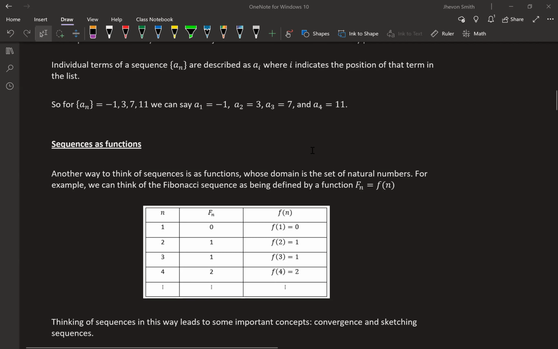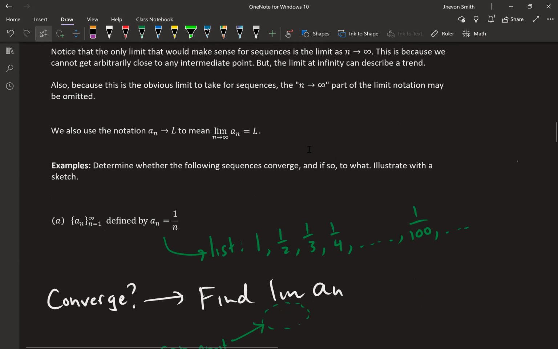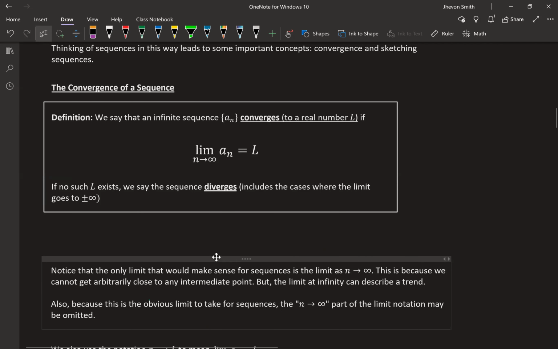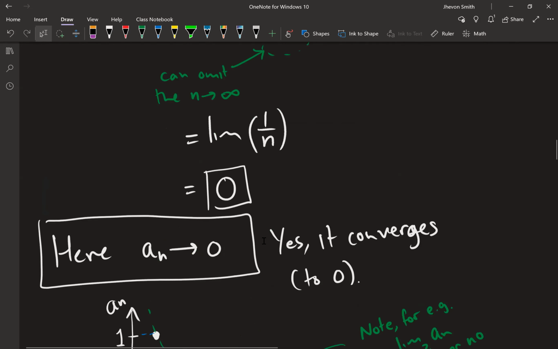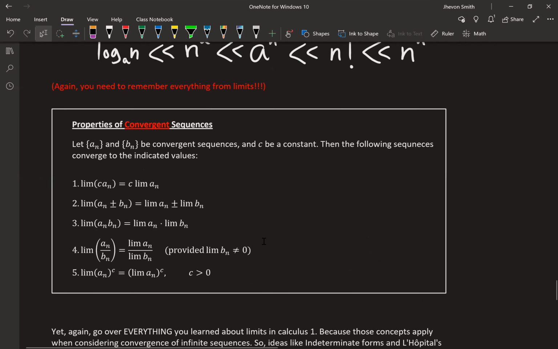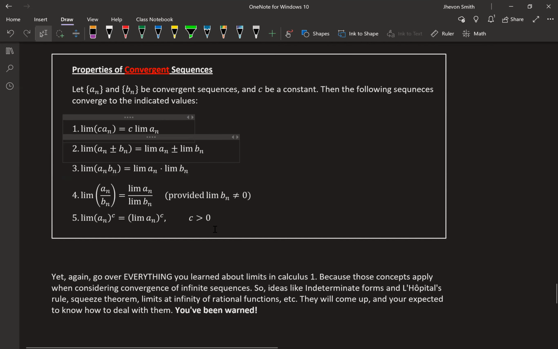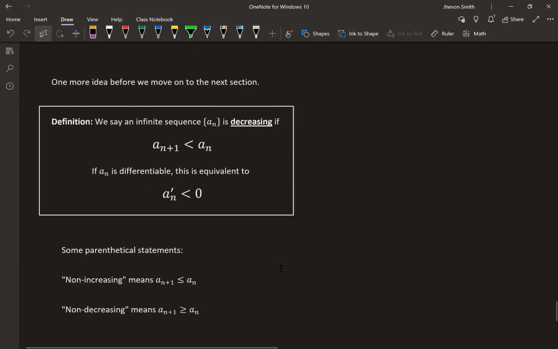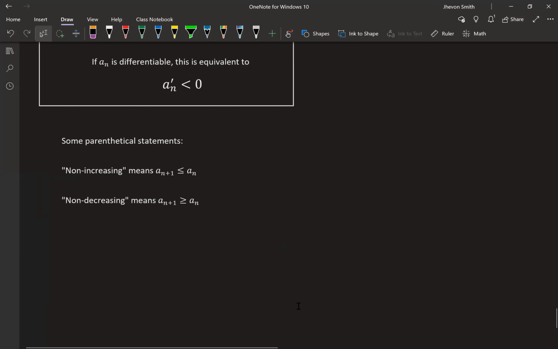Okay, so that's all it is for sequences. Convergence just means that the limit approaches a real number, and you take the limit how you remember taking limits from Calc 1. Divergence means it doesn't approach a number. These are the properties of limits that you can assume work with sequences, and this is what it means for a sequence to decrease.